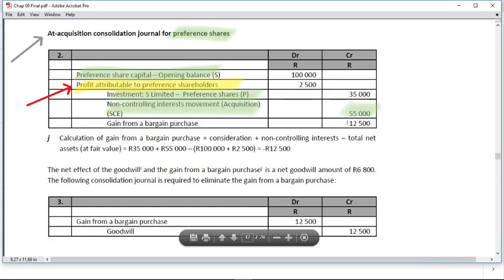Now, after you've done your elimination, you end up with a gain from bargain purchase. Please remember what we did in Chapter 8. If you have goodwill in the one and gain in the other, you need to offset. The gain is smaller than the goodwill. That's why we will offset the gain against the goodwill with the next consolidation journal entry.